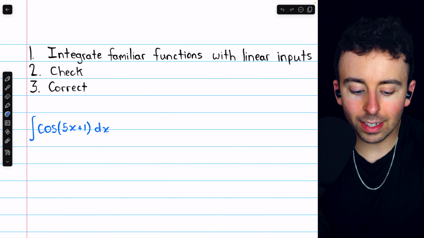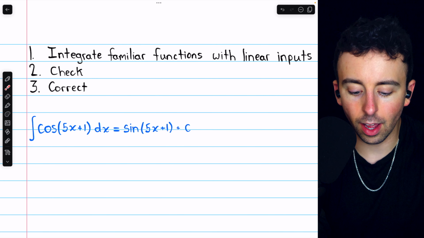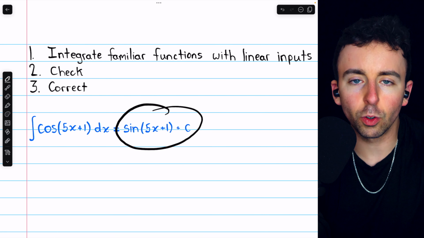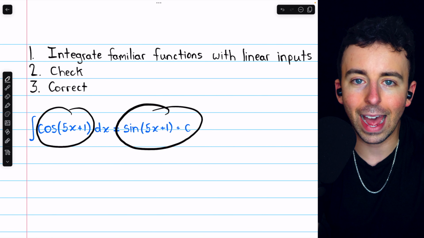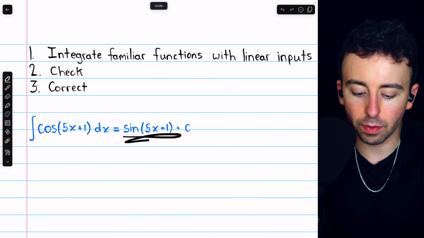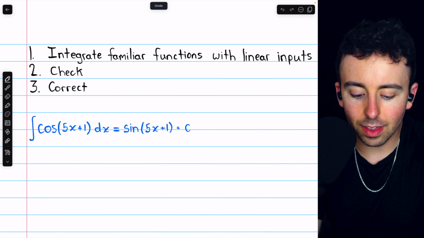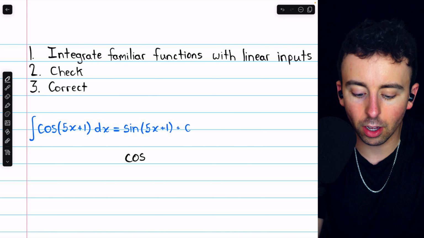Well, let's suppose it doesn't change anything. Perhaps we think the integral is just sine of (5x + 1), plus the arbitrary constant. We could check our answer by taking the derivative of this, and we should get cosine of (5x + 1) back. If we take the derivative, the derivative of the constant is 0, and then the derivative of sine of (5x + 1) would be cosine of (5x + 1).